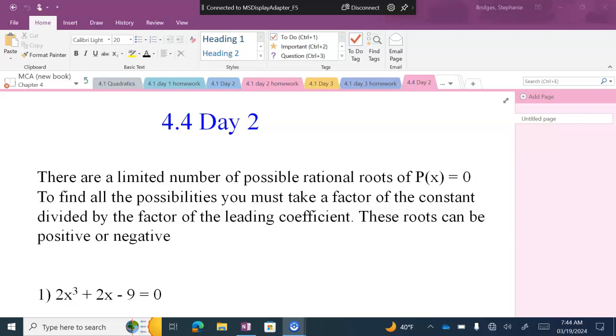And again, these are all just possible solutions. It doesn't mean that they are solutions. And it says that these roots can be both positive or negative.